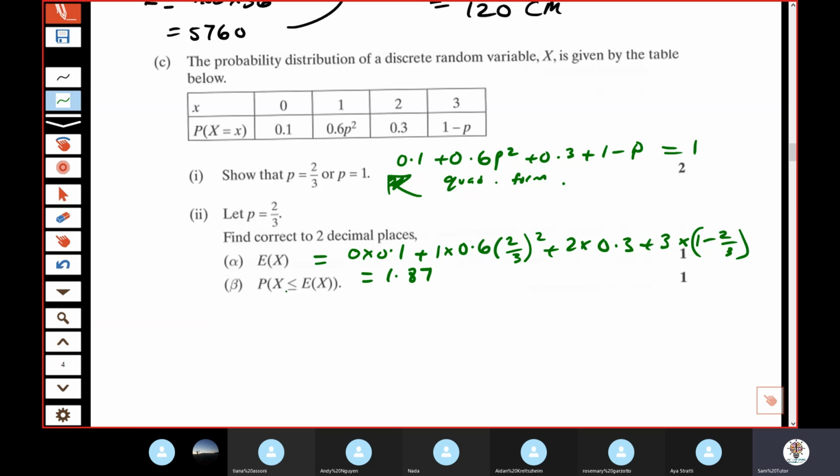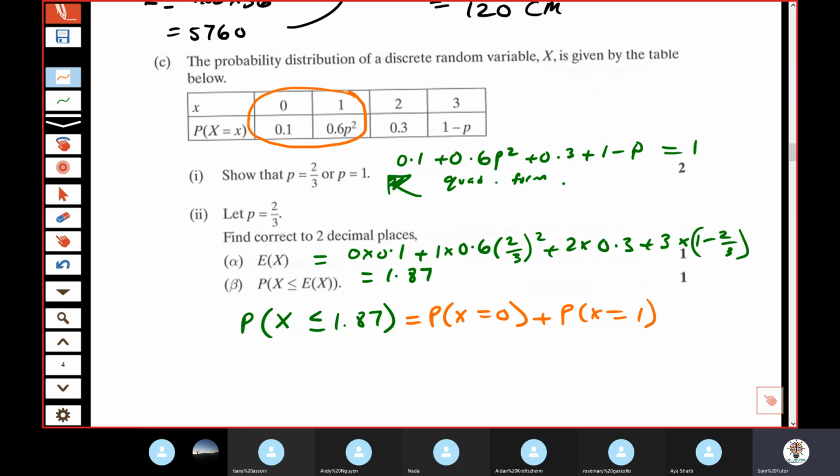And then part b, find the probability that X is less than or equal to 1.87. Because this is not continuous, for those in Extension 1, be careful not to do it like continuous, it's just discrete. So if it's less than 1.87, that means it had to be probability of X being 0 and probability of X being 1. So less than 1.87, less than the mean, is just these two.